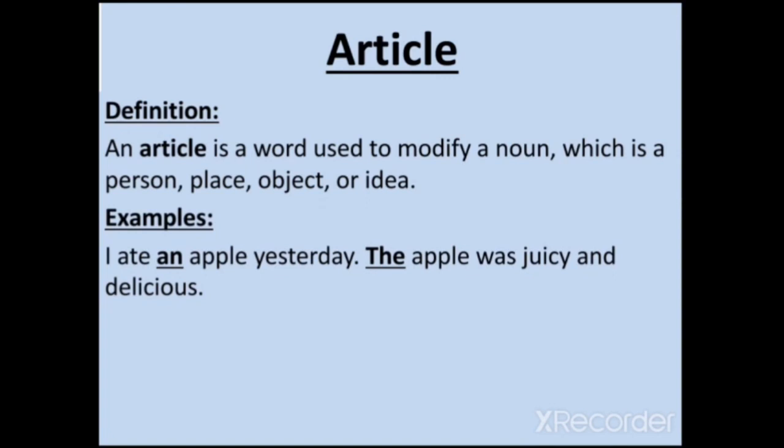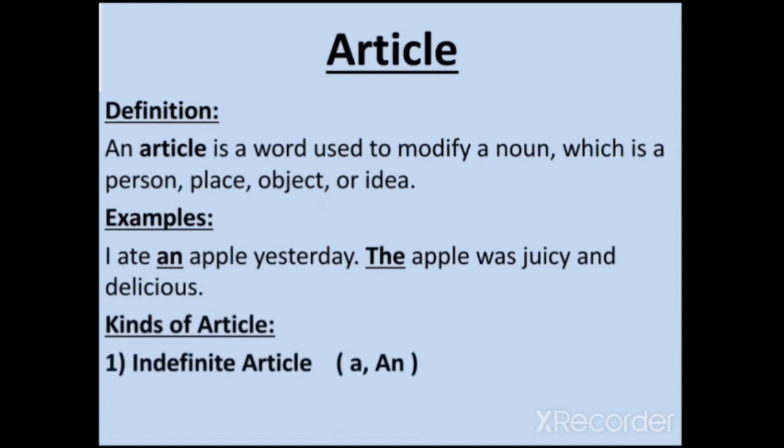So in these sentences, students, you find two articles: an and the. So there are two kinds of article. First is the indefinite article, a and an, and second is the definite article, the. So students, we have two kinds of articles: the indefinite article, in which we include a and an, and the definite article, in which we include the.